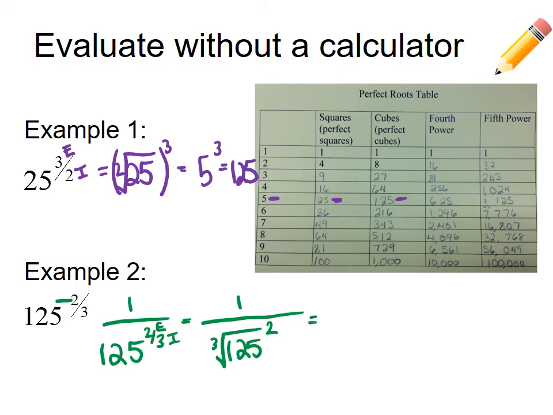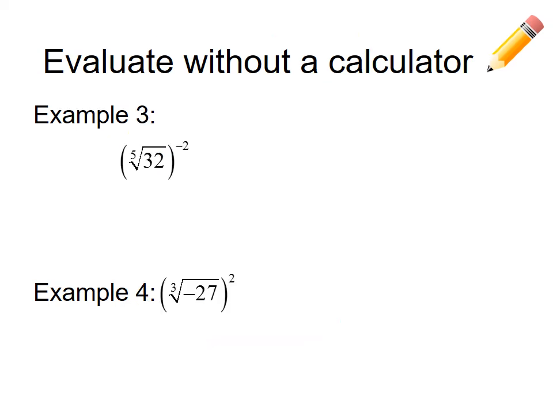If I look down the cubed column at 125, that would give me a value of 5. I haven't dealt with the squared yet. 5 squared, if I take a look at the 5 and I go to the squared column, I get 25. Note that if this is a calculator section, you could also use your calculator to check to see if it's equivalent. Let's take a look at just 2 more examples before we finish up.